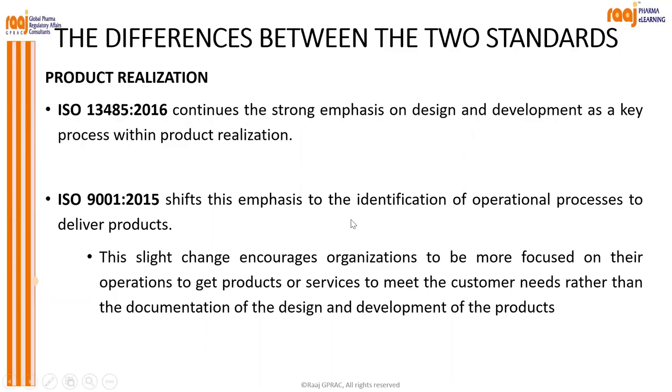So here you can clearly see that when we emphasize design and development, many documents are involved, whereas in 9001 they emphasize the identification of operational processes and delivering the final product. And that is why we get the liberty of making minimal documents, and we have to focus on customer satisfaction and customer needs, rather than the documentation of design and development.